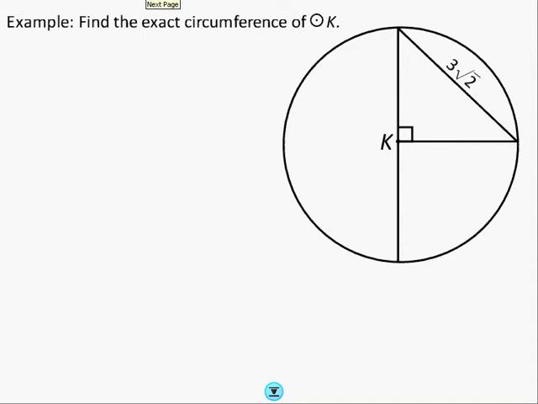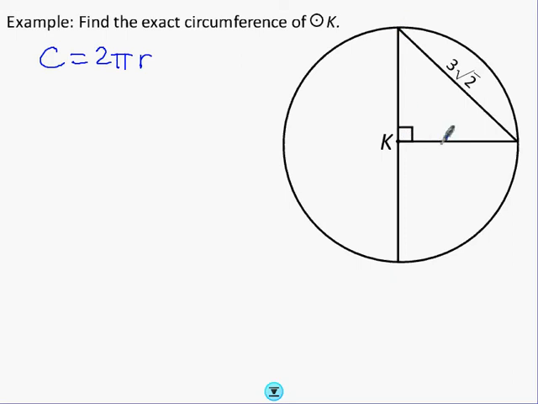Okay, one more example. This one's slightly more complicated, but really, I hope you can see that it's really not that hard. We need to find the circumference. Well, to find the circumference, which is 2 pi r, I need to know what the radius is. They didn't tell me the radius, but they told me this chord right here.